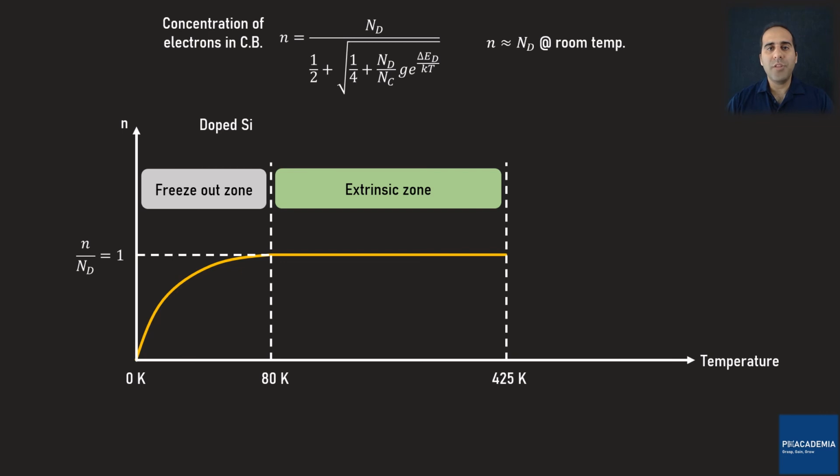Around 425 degrees Kelvin, the concentration of intrinsic charge carriers becomes comparable with the concentration of dopants. Above this point, the concentration of free electrons increases exponentially. This zone is called the intrinsic zone. The freeze-out and intrinsic zones are not desirable for several reasons. One of them is that the prediction of the semiconductor behavior becomes very difficult.